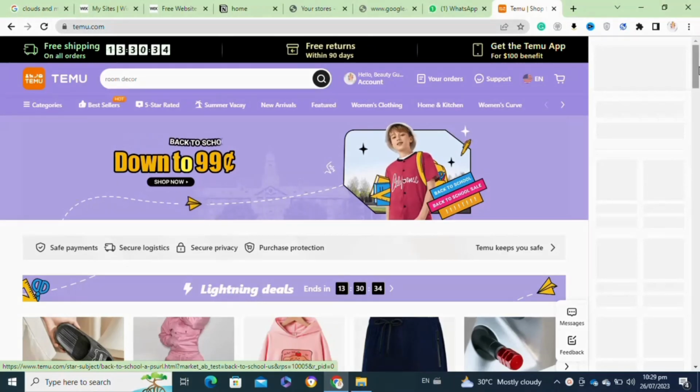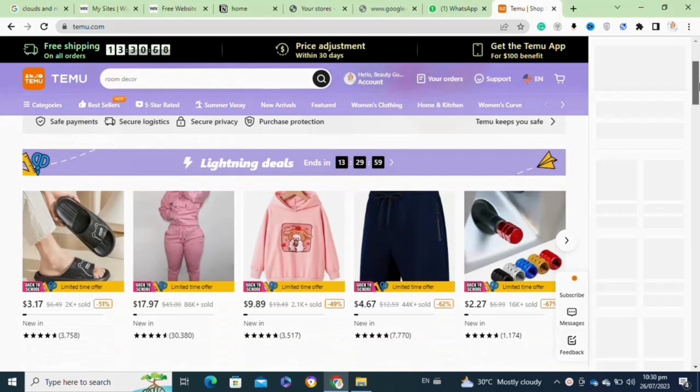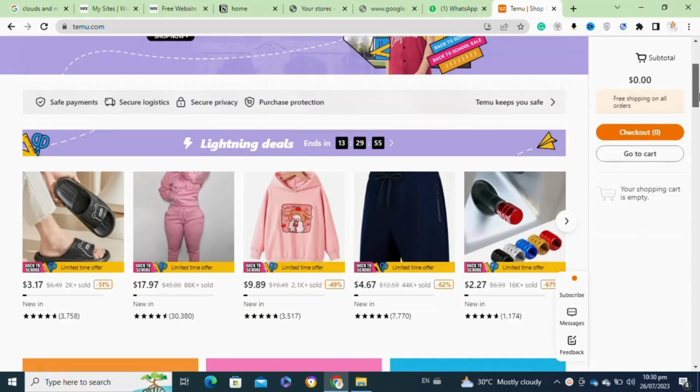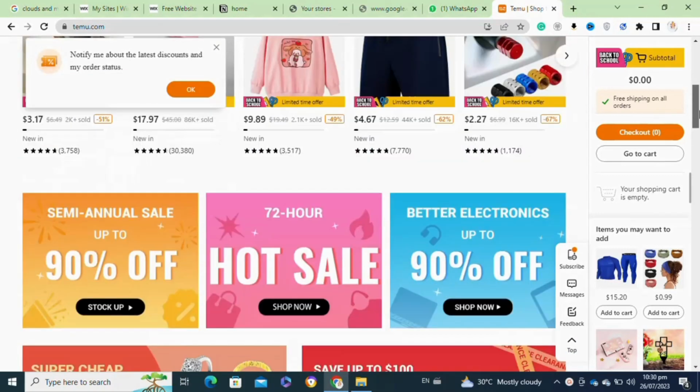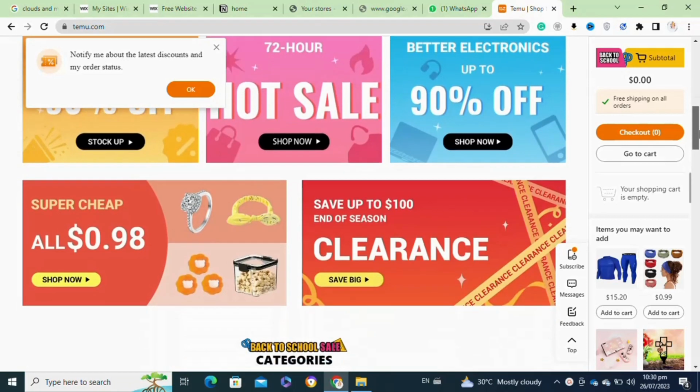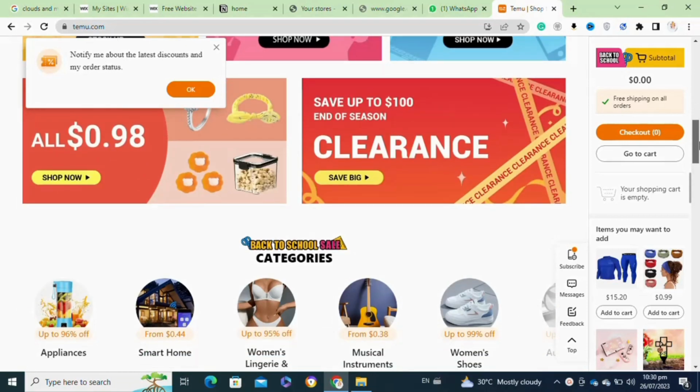So here's how to dropship Temu items. It's actually quite easy to do, so make sure you watch to the end and don't skip any important steps. Before you start dropshipping, research popular products and trends in your target market. Focus on finding products that have good demand and are suitable for dropshipping.